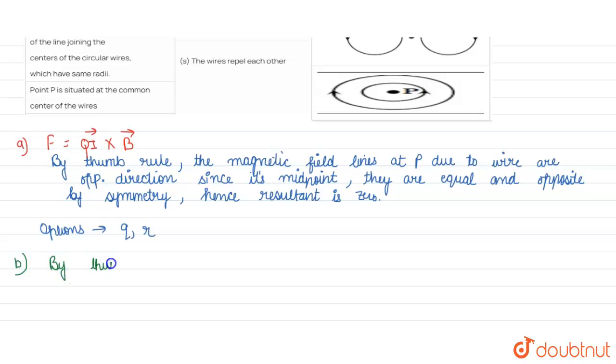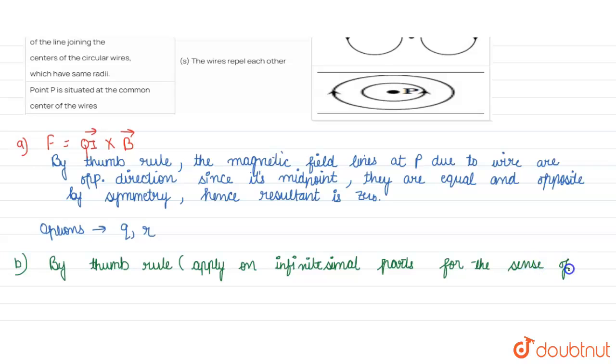By thumb rule, apply on infinitesimal paths for the sense of direction of magnetic field.